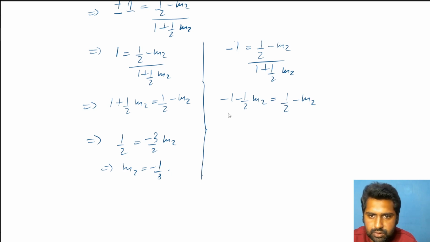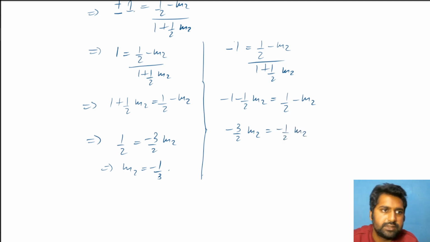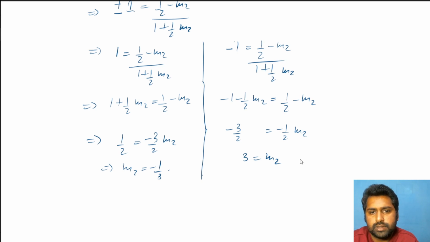Same thing here also. Minus 3 by 2 m2 is equal to minus 1 by 2 minus 1 by 2 m2, sorry, minus 3 by 2 is equal to this. So 3 by 2, 2 cancels, you'll get m2 as 3 also. Okay, so you are getting 2 values of m2: m2 as 3 also, m2 as minus 1 by 3 also. Both values are correct.